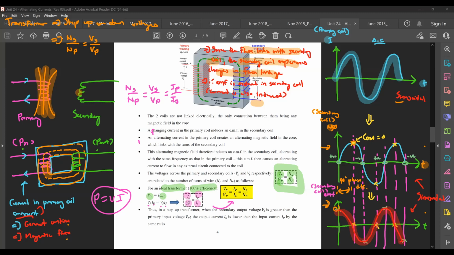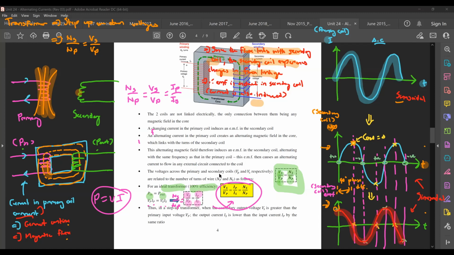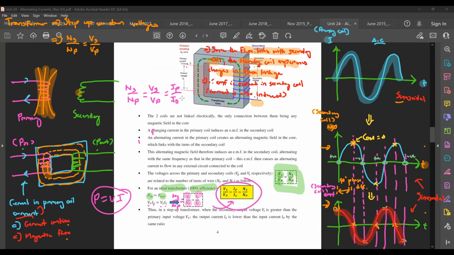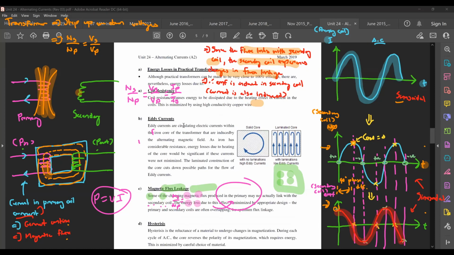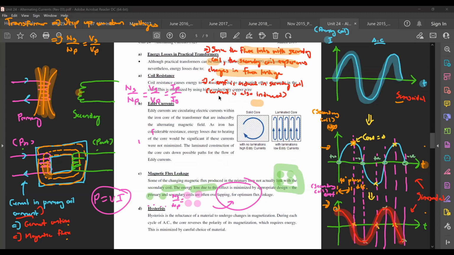Okay, VS over VP is IP over IS, but at the same time, VS over VP is NS over NP. So this is the equation that you kind of need to know when it comes to calculations using your transformers. And then after that, there's also some other things that I need to go on.